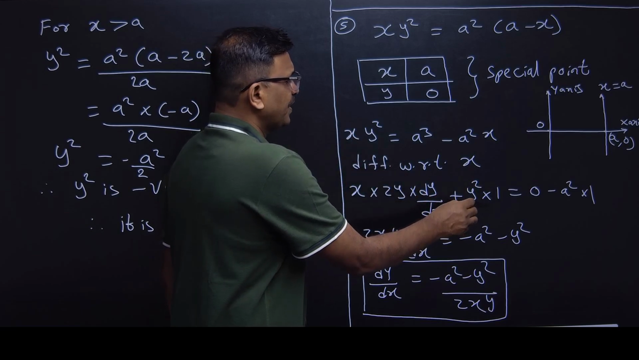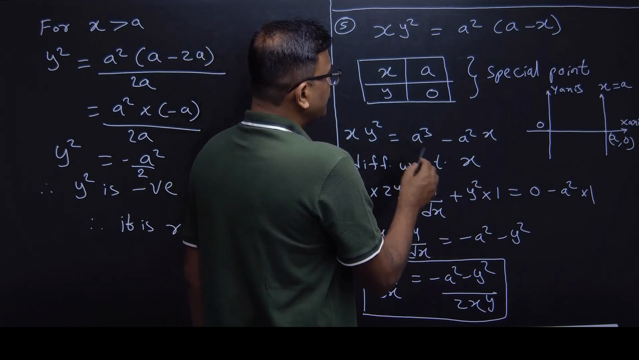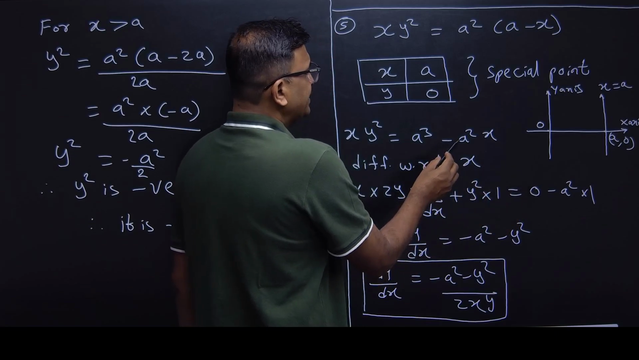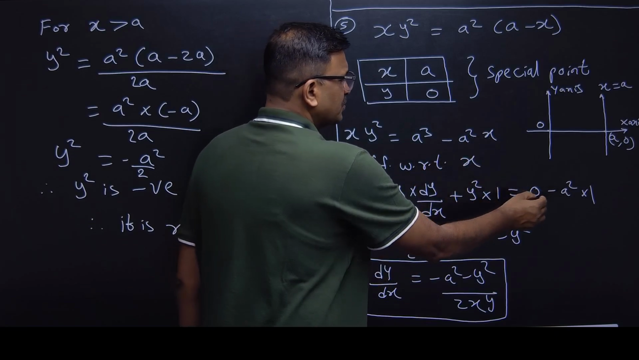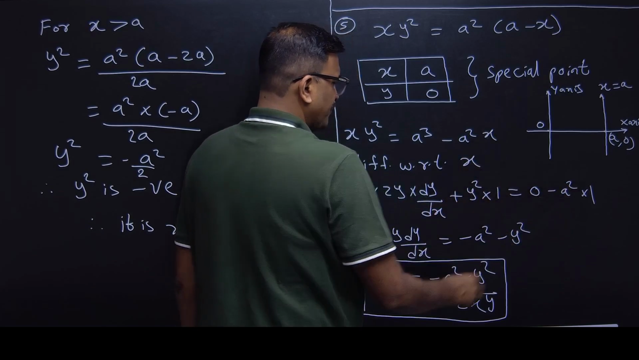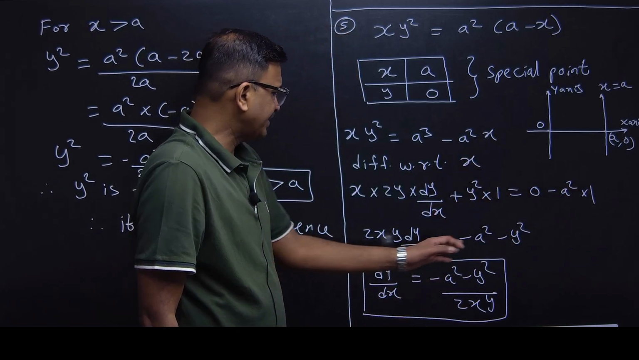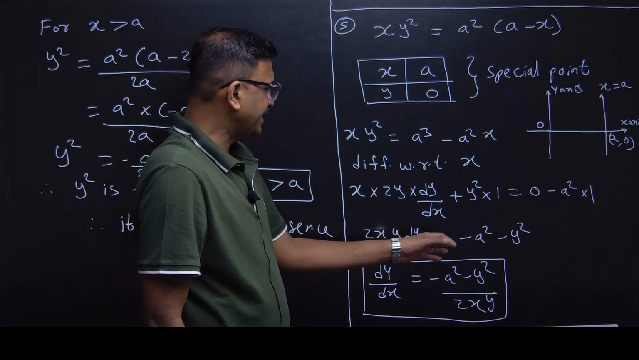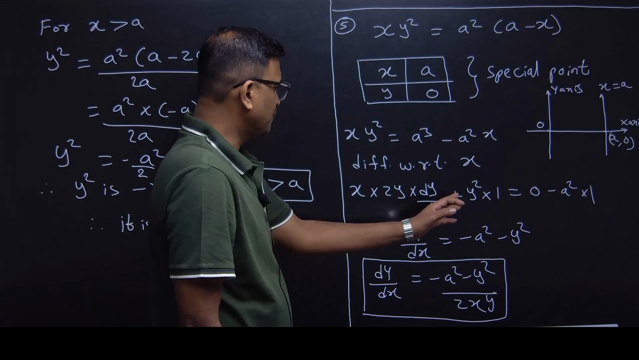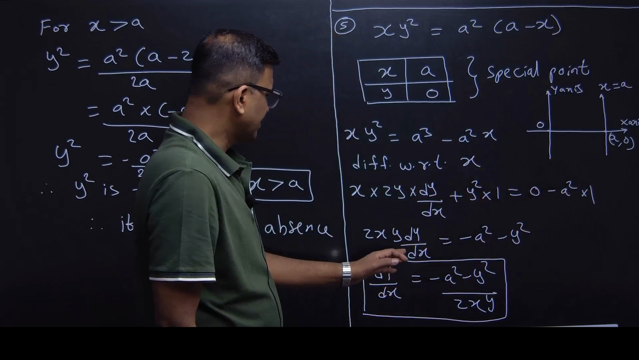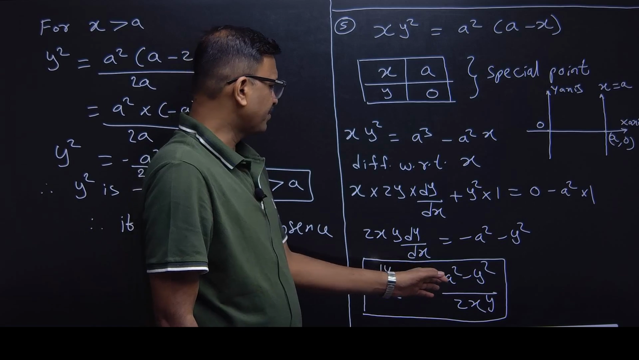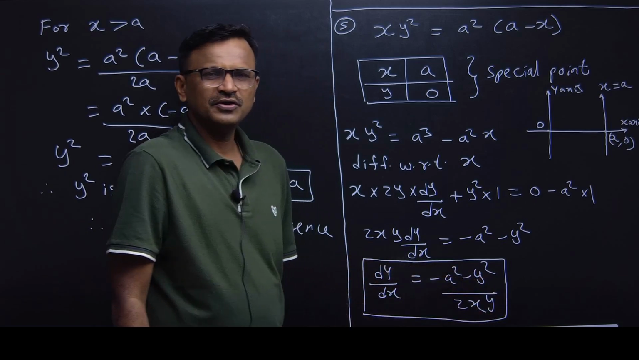with respect to x is 1, and that is now equal to derivative of a cube, derivative of constant is 0, minus derivative of a square into x. See, a square is constant, we take it outside, derivative of x is 1. So if we simplify this, we get 2x dy by dx is minus a square minus y square. I took this plus y square on RHS. I got dy by dx is minus a square minus y square upon 2xy.